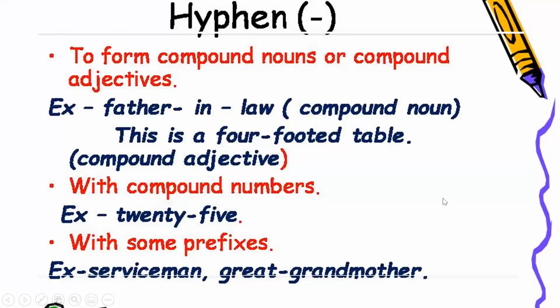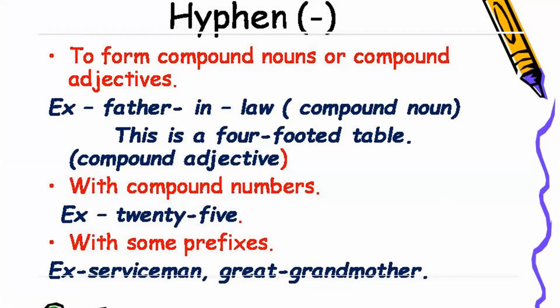Now, the next miscellaneous punctuation mark is the hyphen. The hyphen, like the apostrophe, is used between the letters of a word. Like I just told you, it is used to form compound nouns or compound adjectives, like father-in-law. So this is between the letters of a word. Father-in-law is one word, and between father-in-law, we have put two hyphens. Okay, so it is a compound noun.